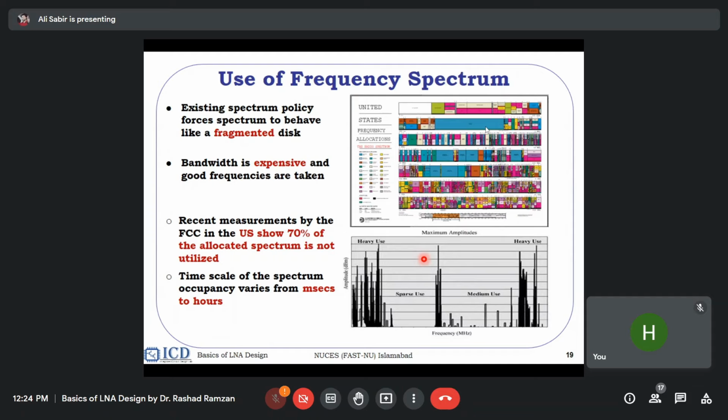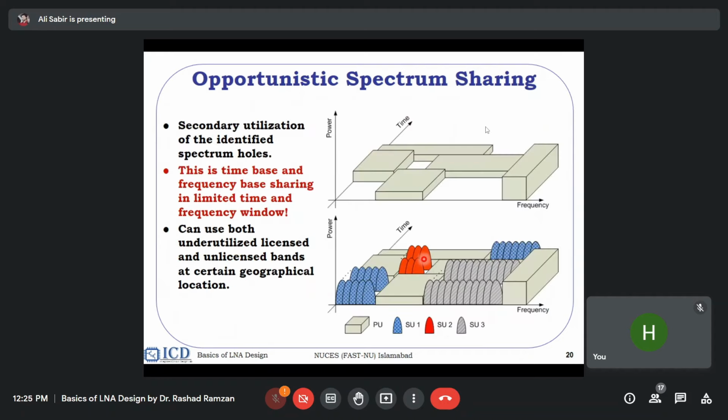If you look at the USA, it shows that 70% of the allocated spectrum is not utilized. So all the spectrum which is given to the different applications is not used all the time. This means that if the spectrum is not used all the time, why not sense that spectrum and use it? Because there is no new frequency available for new applications.